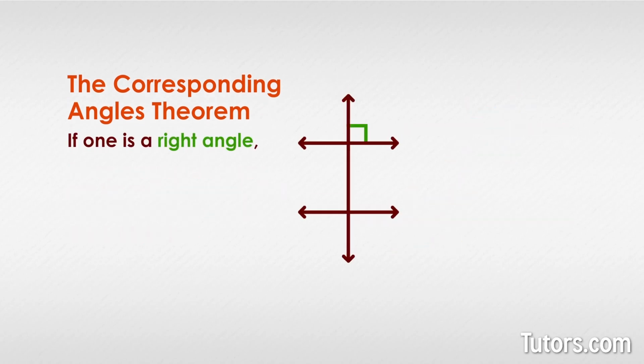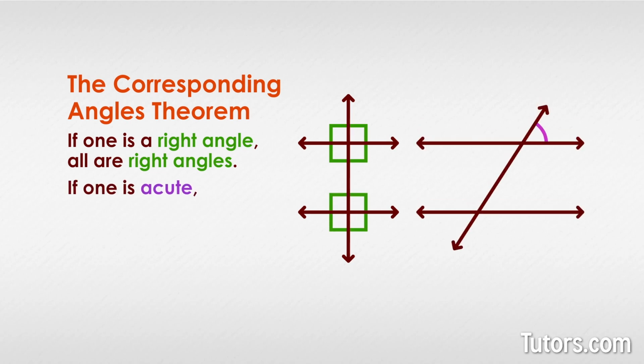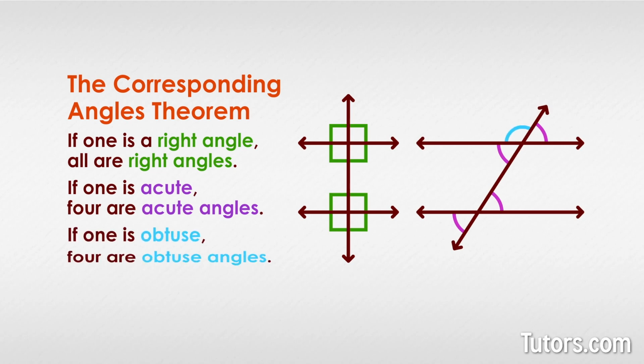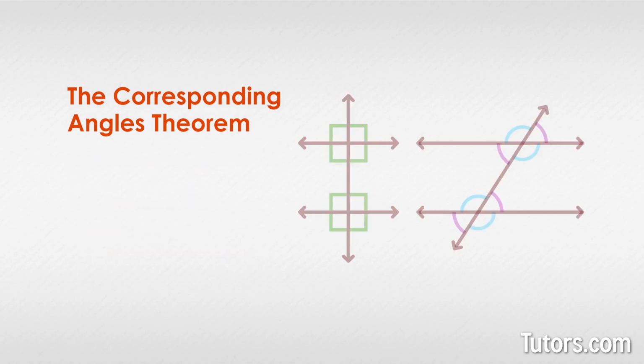If one is a right angle, all are right angles. If one is acute, 4 are acute angles. If one is obtuse, 4 are obtuse angles.